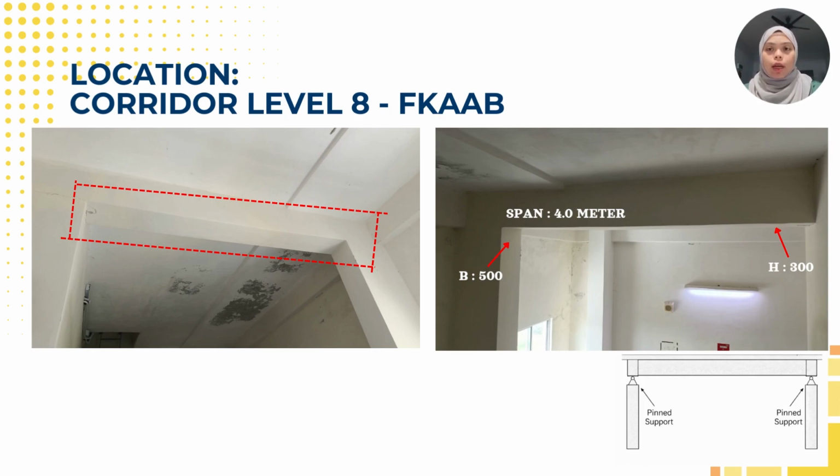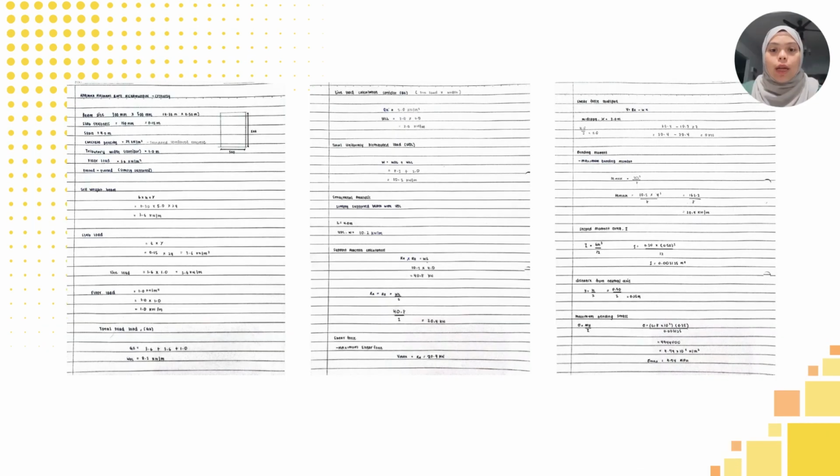For this project, I select a corridor beam at level 8 at the F-cup building. The beam has a span of 4.0 meters and a cross-section of 300 by 500 millimeters. It is modeled as a simply supported beam. The beam carries two types of load, dead load and live load. The dead load includes the beam self-weight, slab load and floor load, while the live load represents the corridor usage and maintenance. For this slide, I calculate the load acting on the beam.